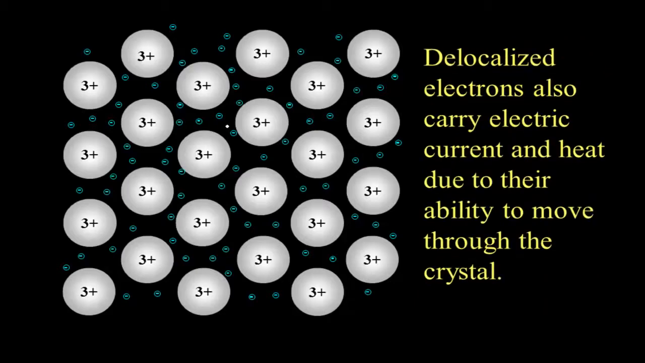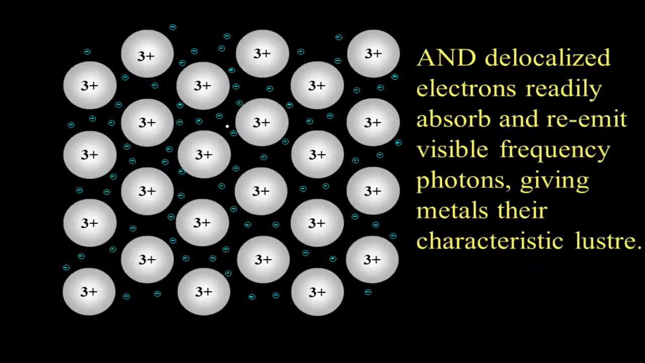How about electric current? Can this model explain that? Well, electric current is simply the movement of charge, and electrons are constantly moving through these spaces between the cations. They therefore are very able to carry an electric current, and that also explains their heat conductivity, the fact that they can move through the crystal. And what about the shininess, the luster of metals? If you think about where light comes from, the emission of visible light from electrons, well, the sea of electrons, these valence electrons, can very readily absorb and re-emit visible frequency photons, and that makes metals very shiny, very lustrous.